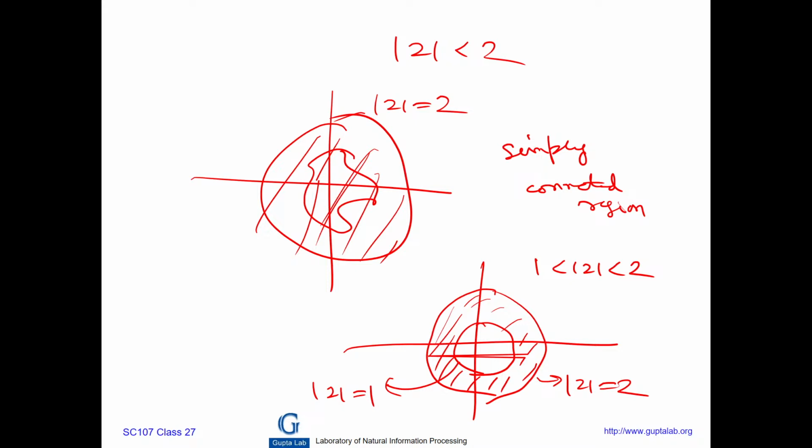So this region is not simply connected. Why? Suppose I draw a curve here and shrink it to a single point, it will remain in the region. So it seems like it is simply connected. No, because if I take a curve here and shrink it to a single point, it goes outside the region, right? So this is a multiply connected region. I can take a curve here, shrink it to a single point, and it goes outside. So this is a multiply connected region, right.